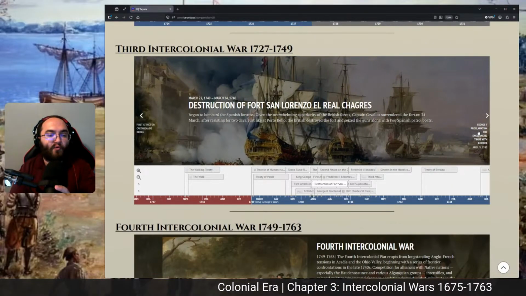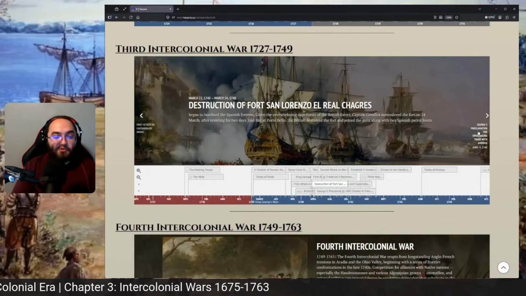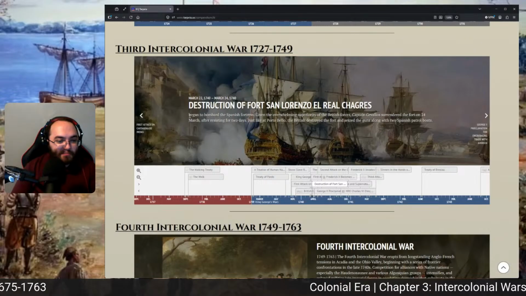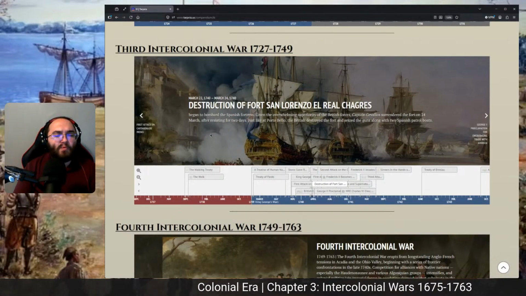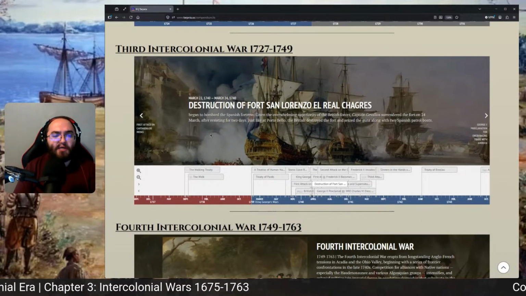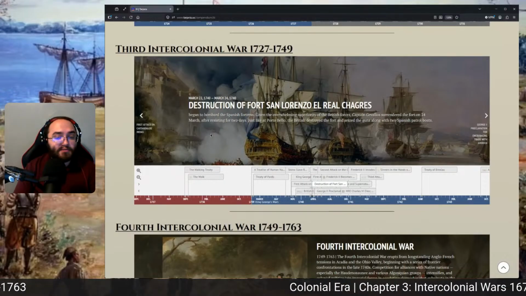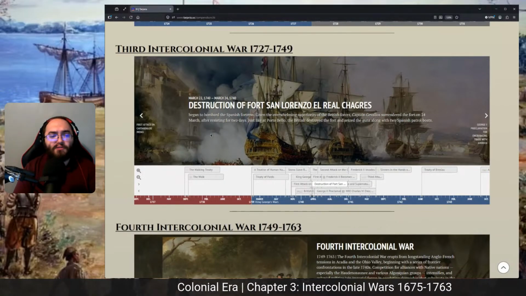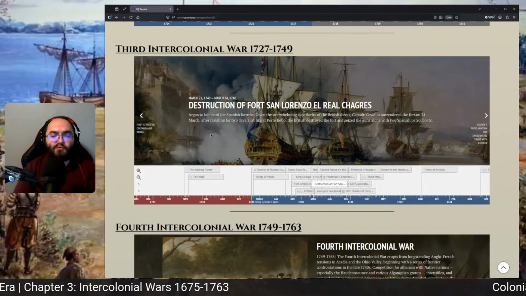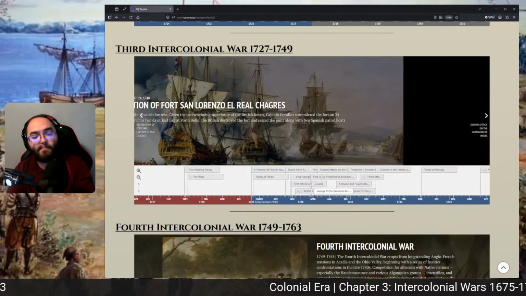You have the destruction of Fort San Lorenzo, El Real Chagres. Again, I'm butchering these Spanish and French names. There's another typo. It's supposed to be a capital B. Where the English began to bombard the Spanish forces. Given the overwhelming superiority of the British forces, Captain Savoya surrendered the fort on the 24th of March after resisting for 2 days. Just like Portobello, the British destroyed the fort and seized the guns along with 2 Spanish patrol boats.